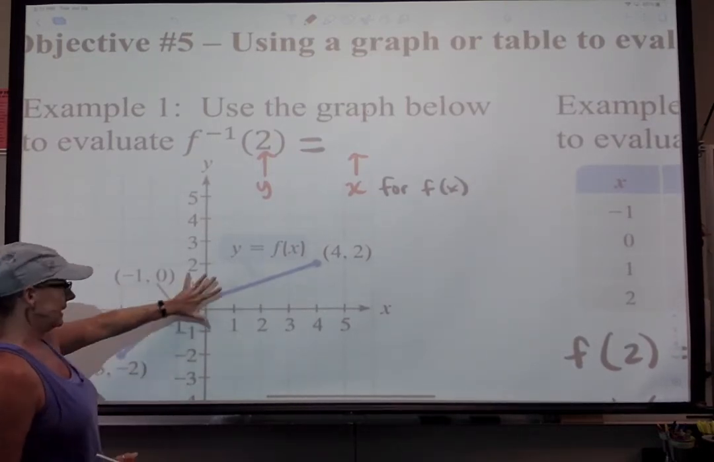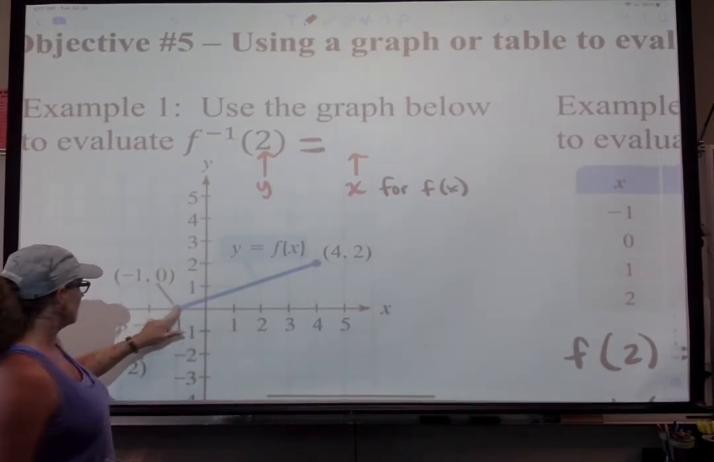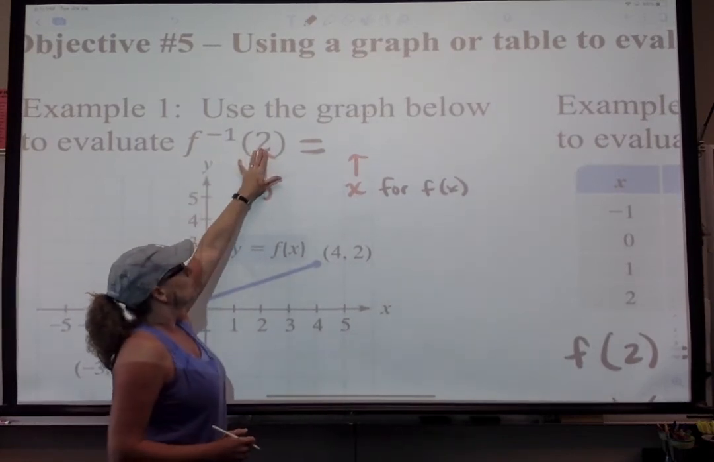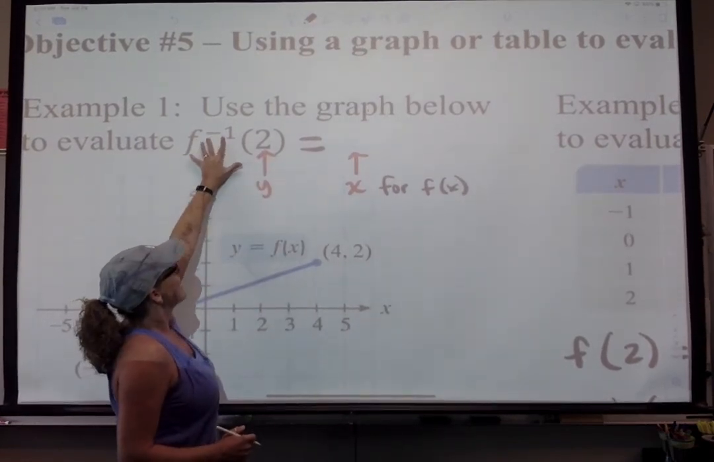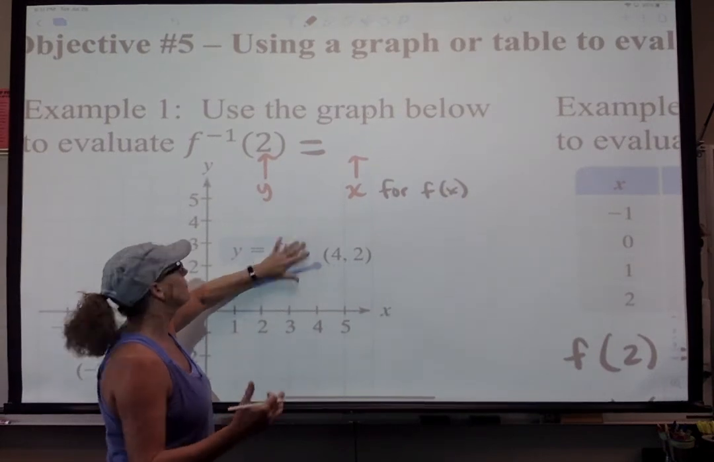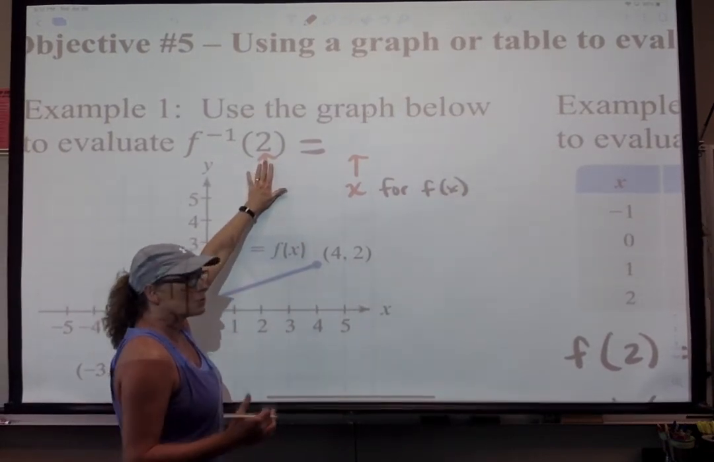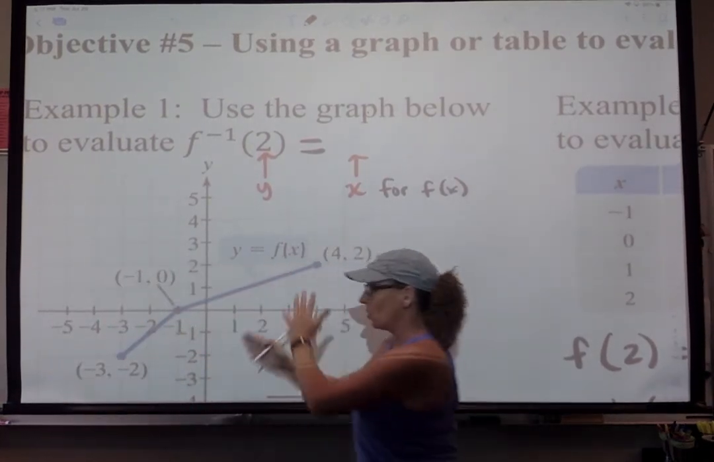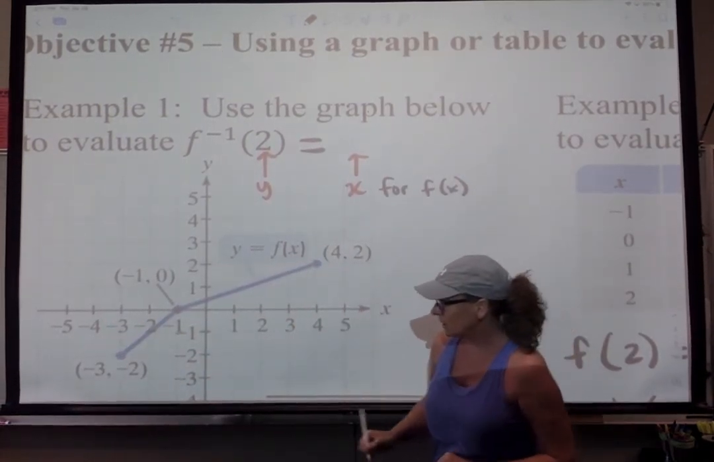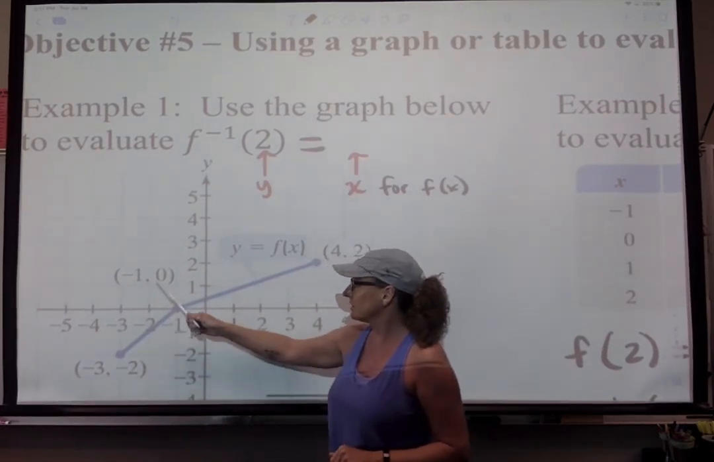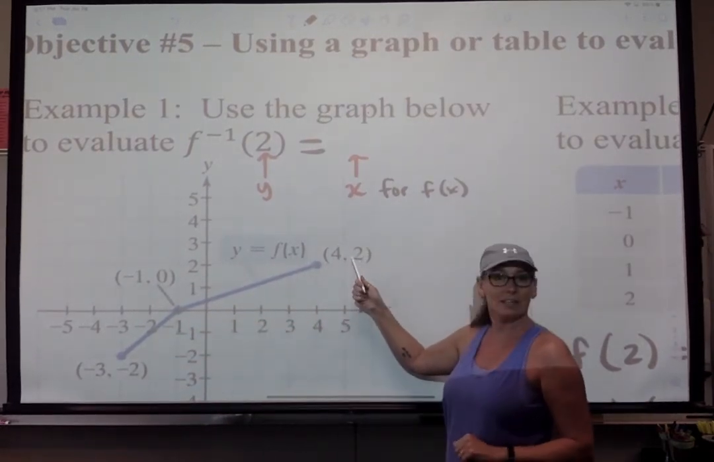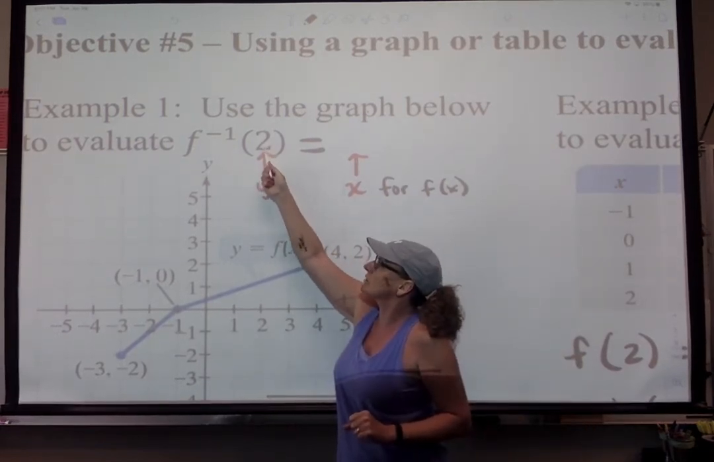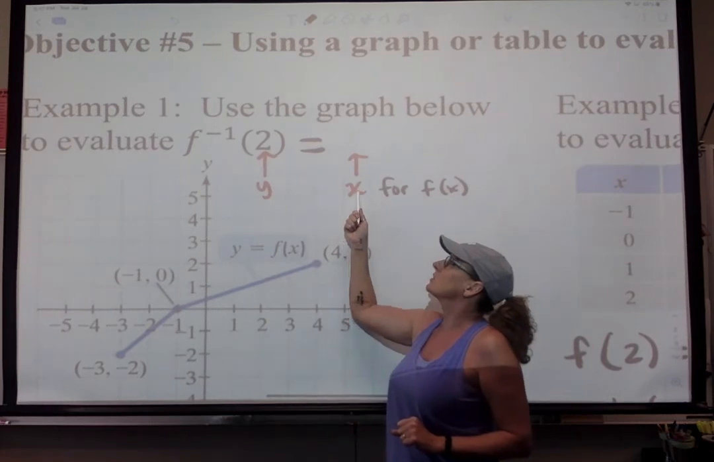Okay, so here's f of x. You got nice ordered pairs on f of x. Find f inverse of 2. Well, if this is asking about the inverse, but I'm looking at f, look at this number as a y value. So do you see somewhere on here where y is 2? Is it here? No. Is it here? No. It's here. So this is the y. This is where y goes because I've swapped them. What x goes along with that?